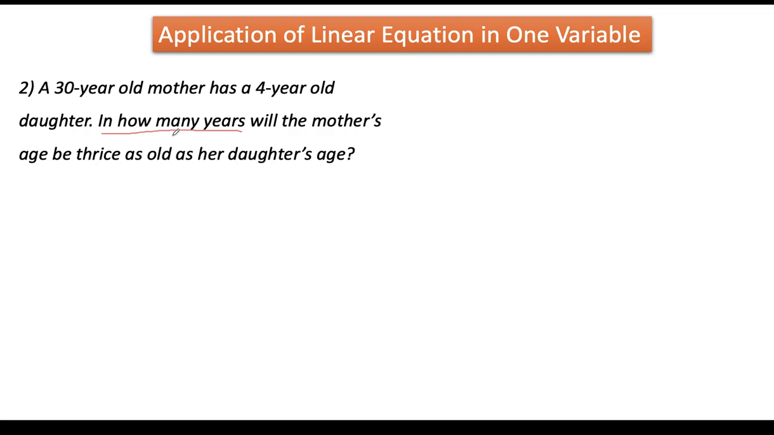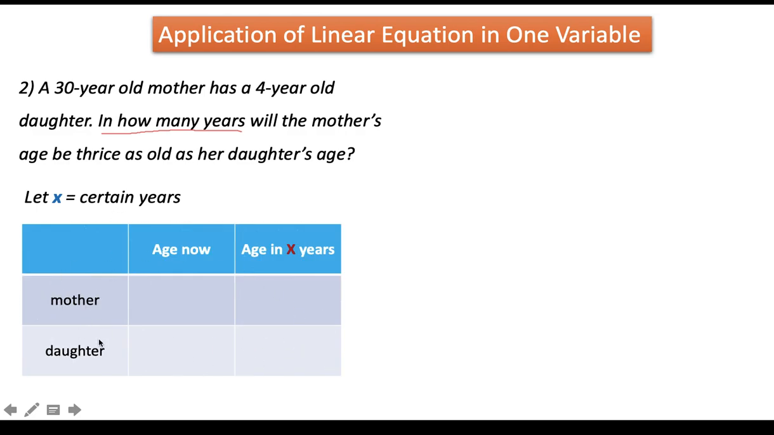So we're going to represent this certain number of years by x. Then we will prepare a table. In the given, we know for a fact that the mother's age now is 30, and the daughter's age is also known, which is 4. Then to represent their ages in a certain year that we do not know yet, we use x. So the mother's age in a certain year is x plus 30, or it can be 30 plus x. Then the daughter's age in a certain year is x plus 4.